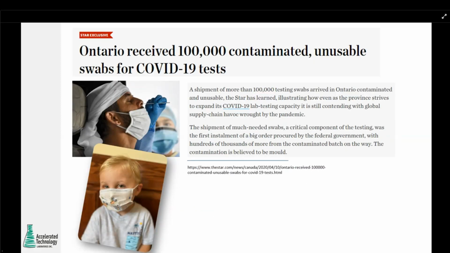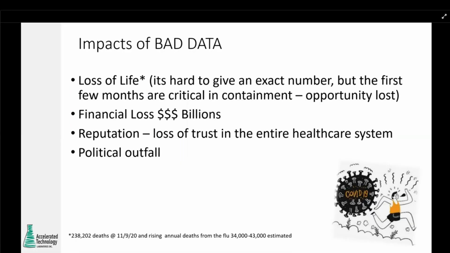The Canadian news media started reporting on other contaminated swabs. There were also reports of contaminated PPEs, the masks as well. So there were a lot of problems with mold, and there were also other reports of contamination with bacteria. So hopefully you can understand the importance of data integrity and testing and making sure that there's a sound quality management system in place. The impacts of bad data are staggering.